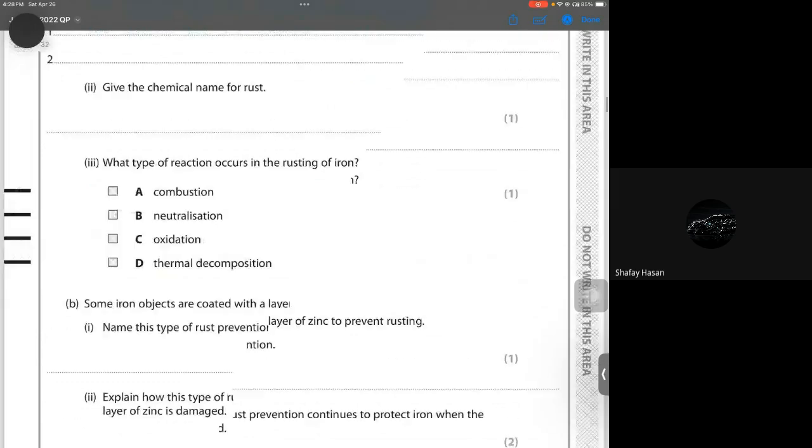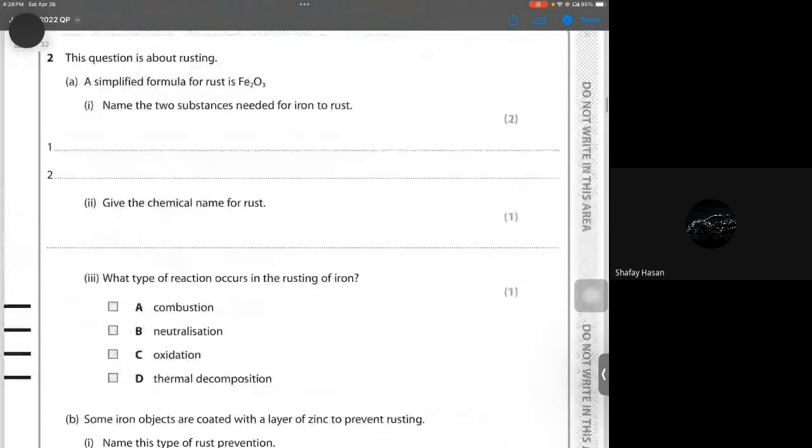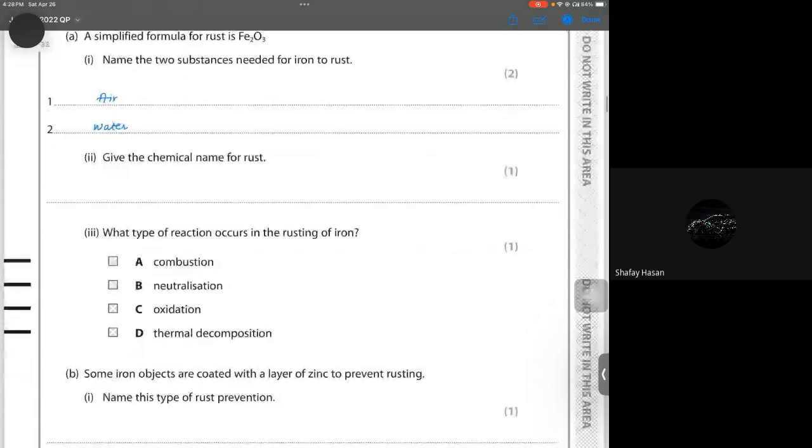Simple. Name two substances needed for iron to rust. Of course, we have the two main things that are mandatory for rusting. The first one is air and the next one is water. Give the chemical name of rust. Iron(III) oxide.